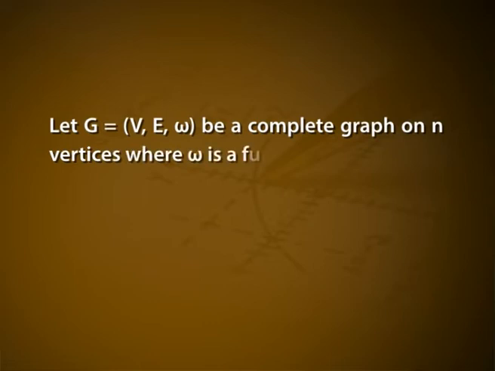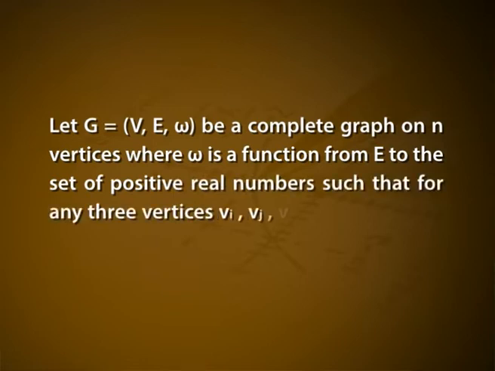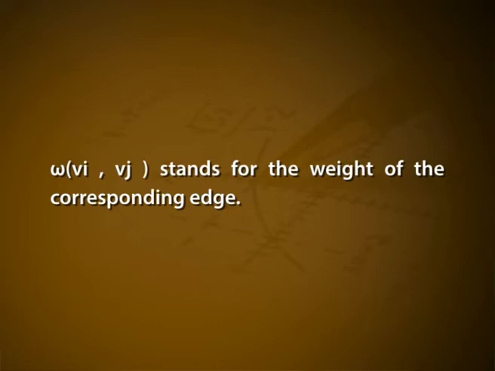Let G = (V, E, W) be a complete graph on n vertices, where W is a function from E to the set of positive real numbers such that for any three vertices Vi, Vj, Vk in V, W(Vi, Vj) + W(Vj, Vk) is greater than or equal to W(Vi, Vk). Here, W(Vi, Vj) stands for the weight of the corresponding edge. The problem asks for a Hamiltonian circuit of minimum length.